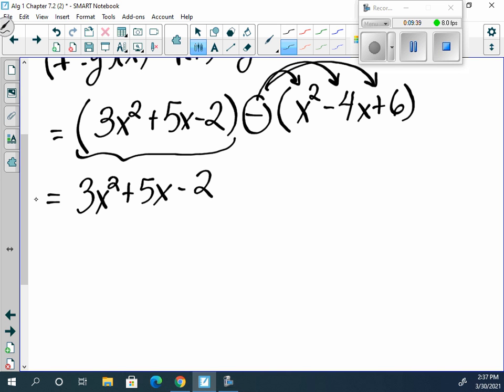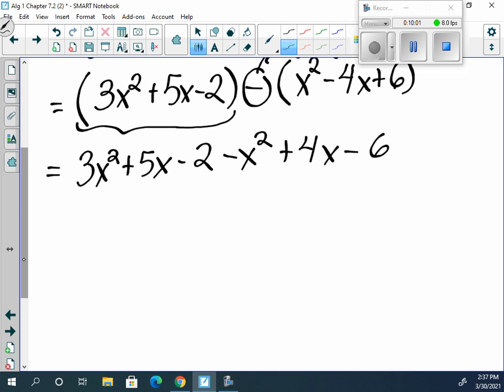So it would be 3x squared plus 5x minus 2. Now, what will we have with the second set? Yes, because the signs are all going to flip. Positive would become negative, and negative's positive, because we're multiplying it by a negative 1. Any questions?